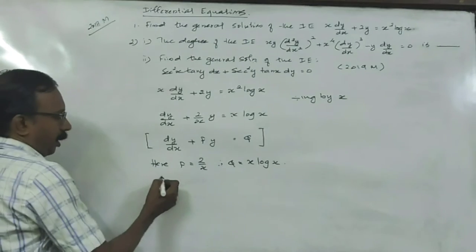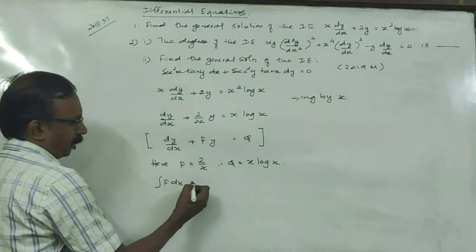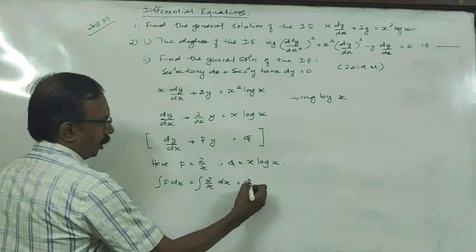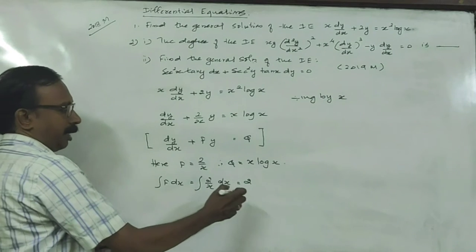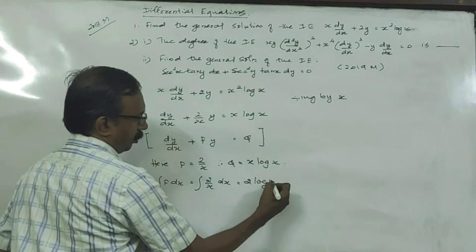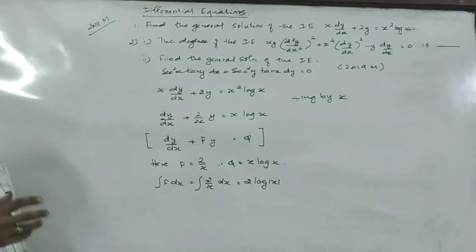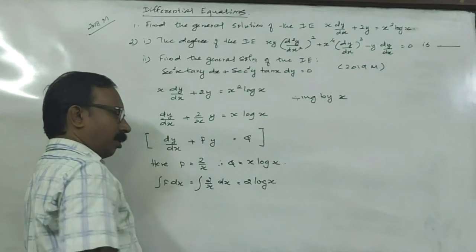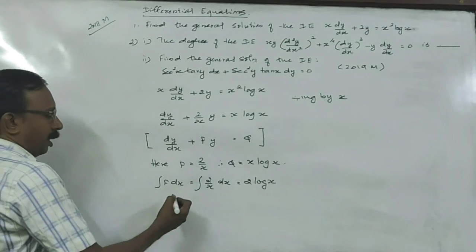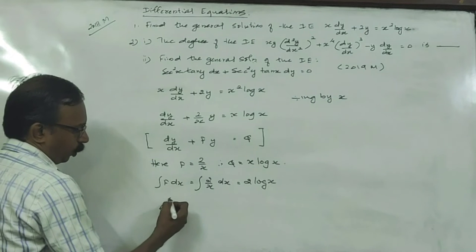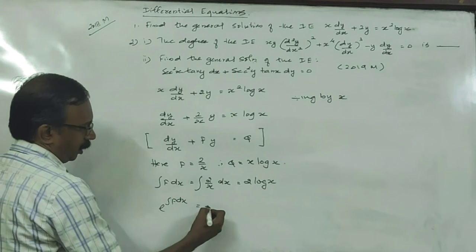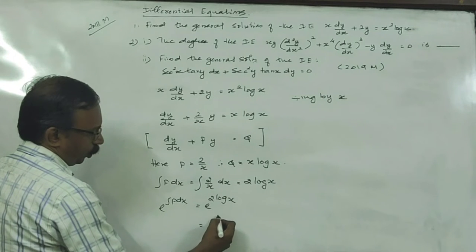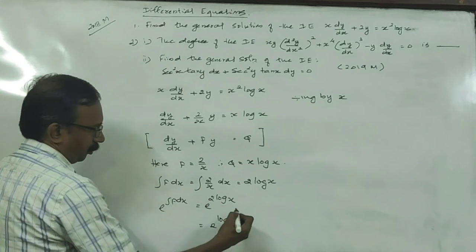Now find integral pdx. Integral pdx is integral of 2 by x into dx. 2 is a constant, and integral of 1 by x is log mod x. Mod x is not required in the case of a differential equation. You just write 2 log x. Now find e raised to integral pdx. That is e raised to 2 log x, that is e raised to log x square.